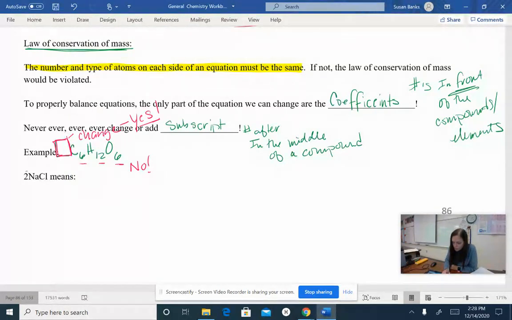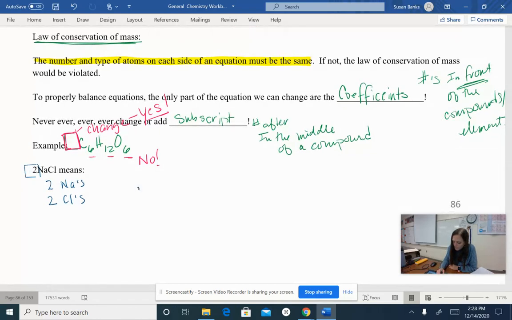So if I have 2, this is my coefficient. It means I have 2 sodium chlorides. It means I have 2 sodiums, and it also means that I have 2 chlorines. So when I figure that out, I've got to account that on the other side of the equation, I also am going to need to have 2 sodiums and 2 chlorines.